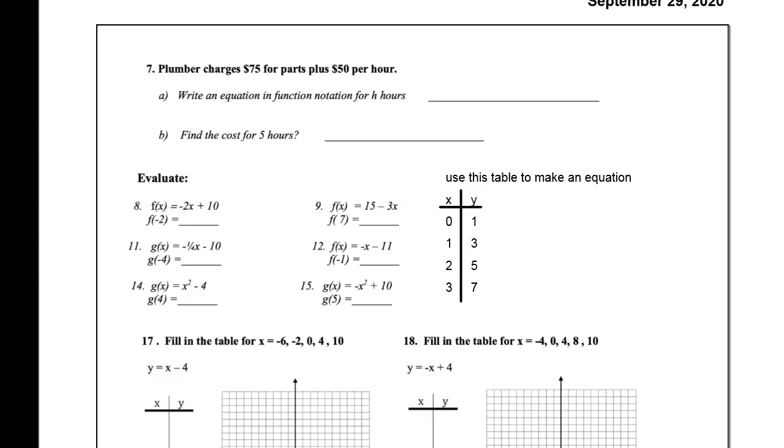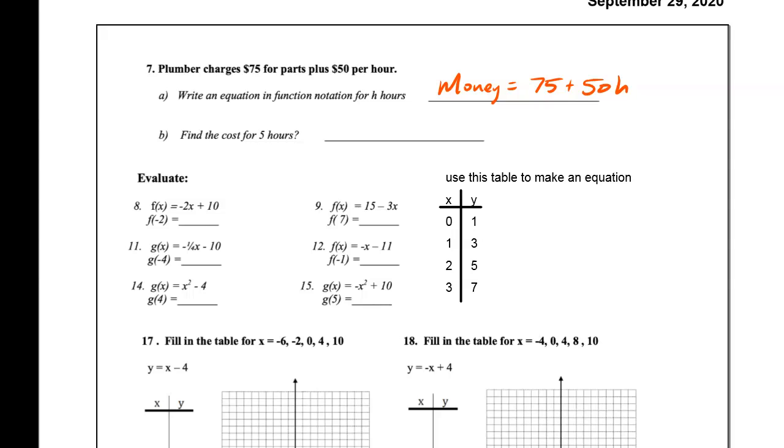Plumber, I don't know if you can read it okay. It says a plumber charges $75 for parts plus $50 per hour. Write an equation talking about how much money it would cost you to hire the plumber. Would it be 75 plus 50h? Perfect. Correct. The 75 is a number that doesn't change. And then the $50 per hour changes depending on how many hours. Good. Very good.